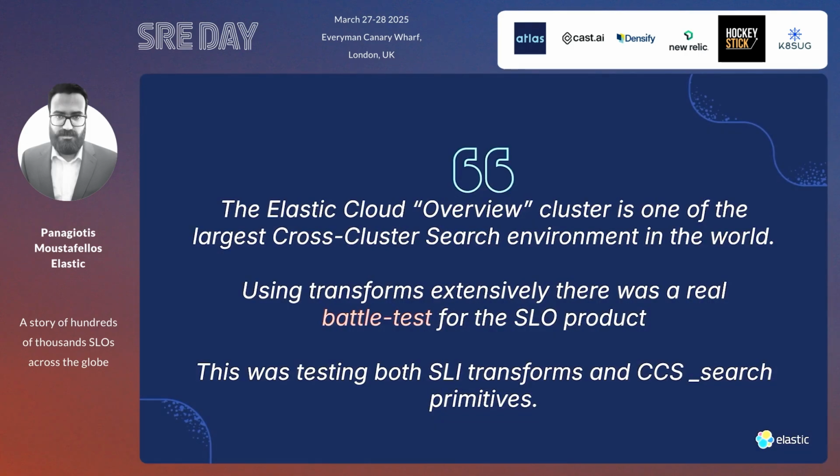Now, this single pane of glass that we call the overview cluster is one of the largest cross-cluster search environments in the world, as I mentioned. And using these transforms featured by Elasticsearch was a real battle test for the SLO product. So we have great confidence in its ability, and it's something that we also offer to customers. Anyone can actually use Elasticsearch and Elasticsearch Observability and build a similar type of SLO system. SLO is a first-class citizen in Elastic's product line. So we tested both the SLI transform primitives and the cross-cluster search primitives.